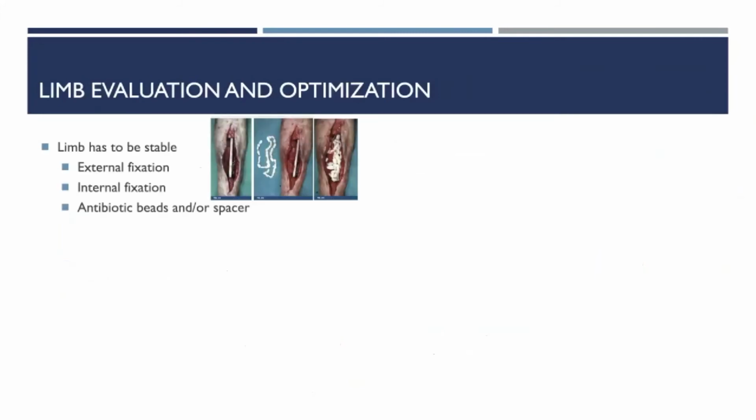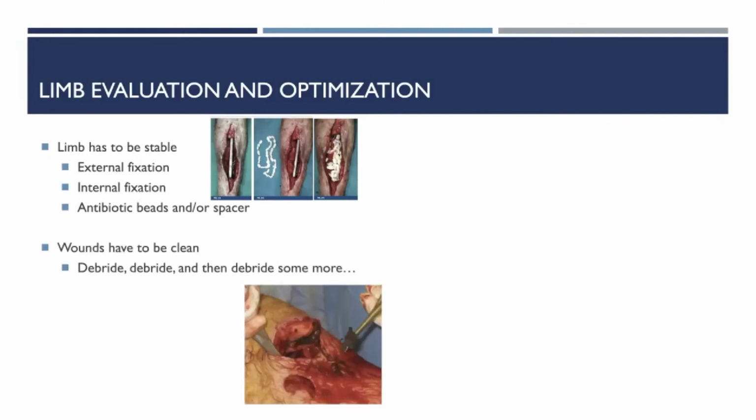Limb evaluation and optimization. First off, the limb has got to be stable with external fixation or internal fixation. Dead space has to be managed with antibiotic beads and/or antibiotic spacers. The wounds have to be clean. In general, you want to debride, and then debride some more. The wounds need to be cared for. The soft tissues must be healthy. Frequent office visits to check the condition of the wounds.